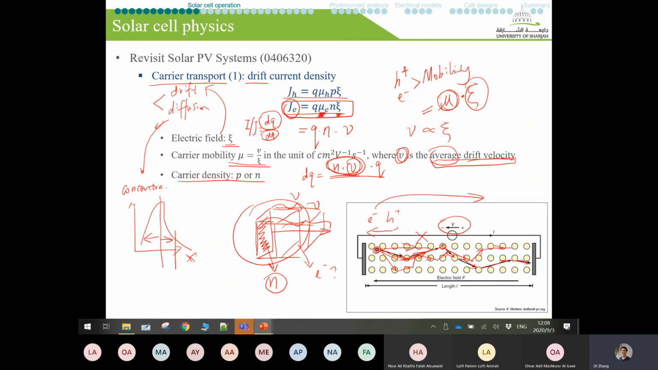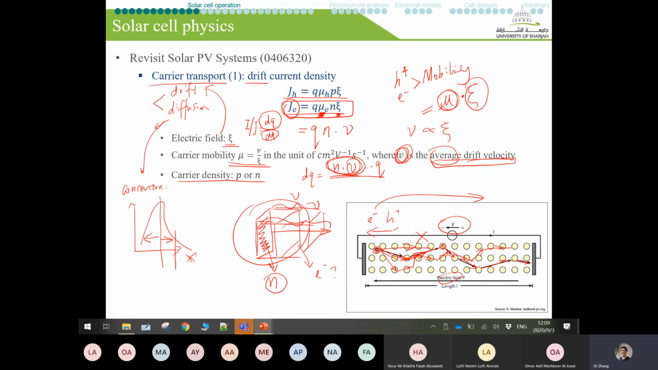But in general, over time, they will tend to go from one location to the other. If the electric field is pointing to the left side, in general, they will go over time to the right side. Okay, so basically the velocity here is only indicating the average movement velocity for these specific carriers.